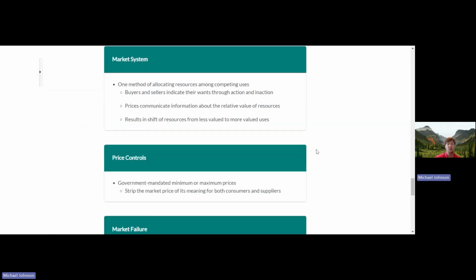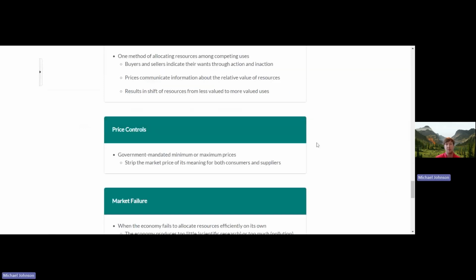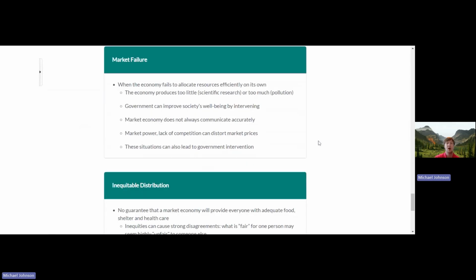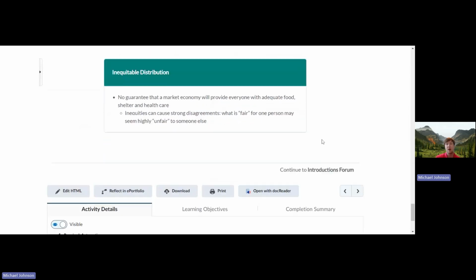Market system is when we trade with each other. Price controls are government-mandated minimum or maximum prices. Market failure is when the economy fails to allocate resources sufficiently on its own. Inequitable distribution, no guarantee that the market economy will provide everyone with adequate food, shelter, and healthcare.